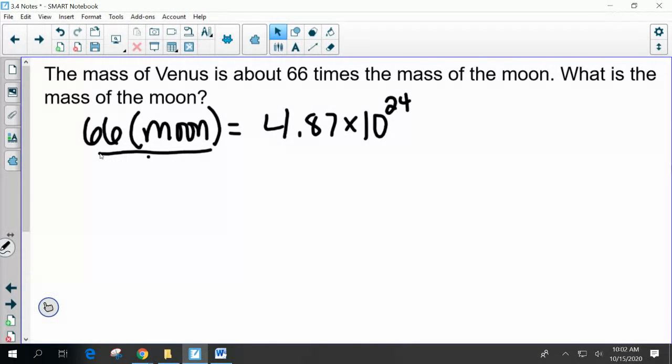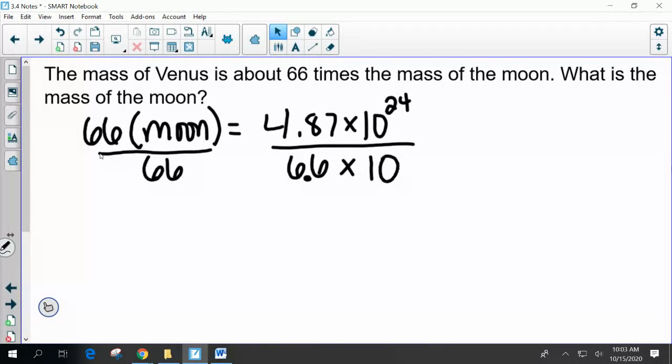I need to divide by 66. So I'm going to divide 4.87 times 10 to the 24th by 66. Okay, so 66, how could I put that in scientific notation, or do I need to? It would be 6.6 times 10 to the what?